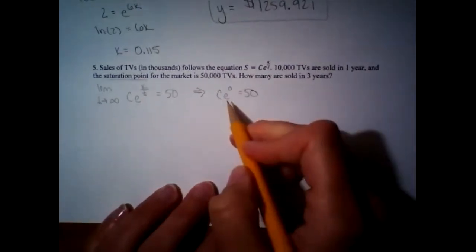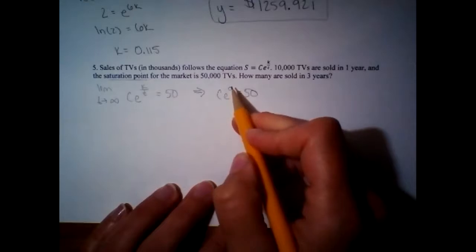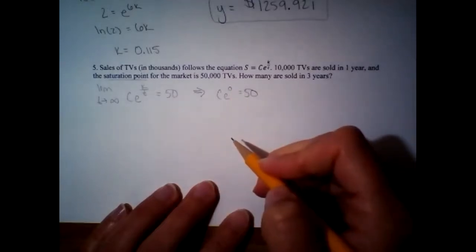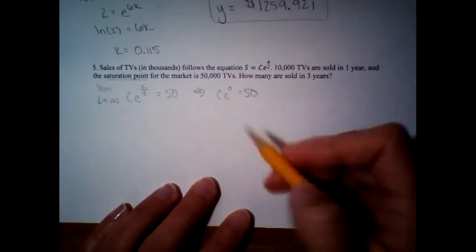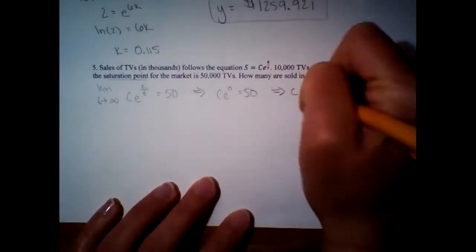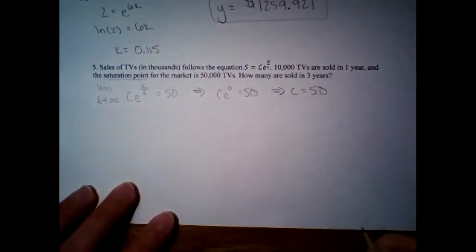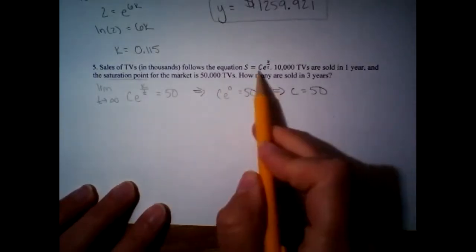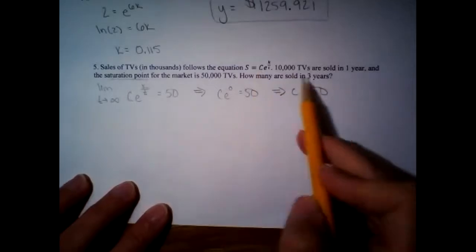And then, hey, everybody, what's e to the 0, or anything to the 0 power? What's that going to give us? E to the 0 would be what? And yeah, good. That would be 1. And so C is 50. So we get that C is 50. All right, so plugging some things in here, C is going to be 50.